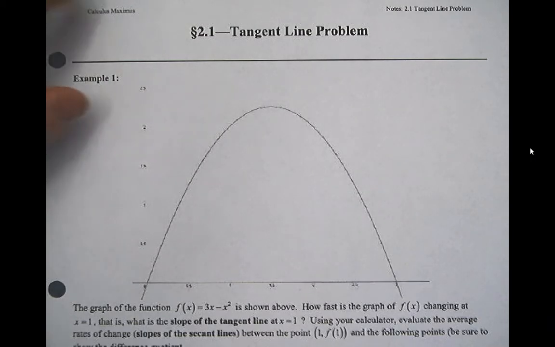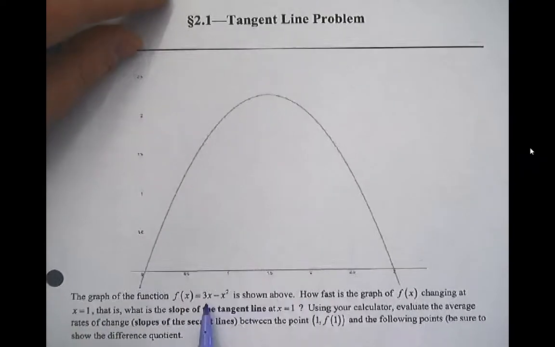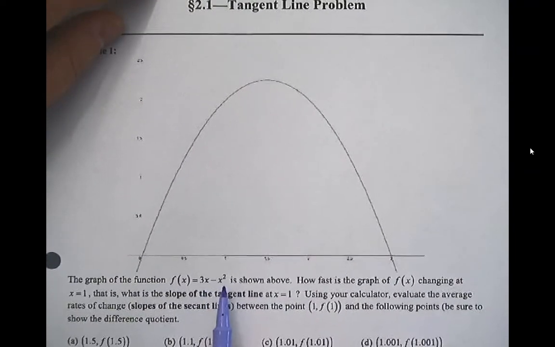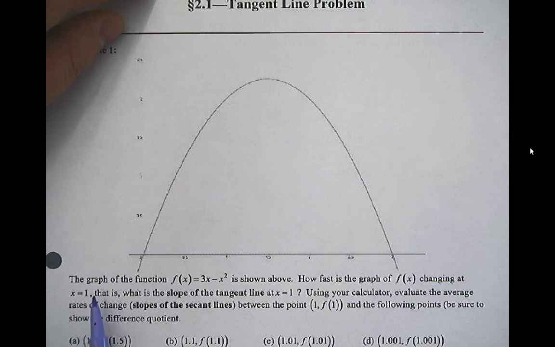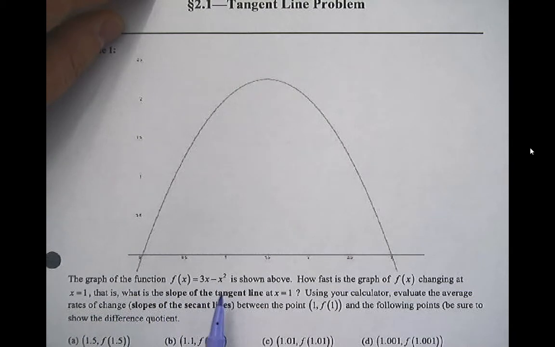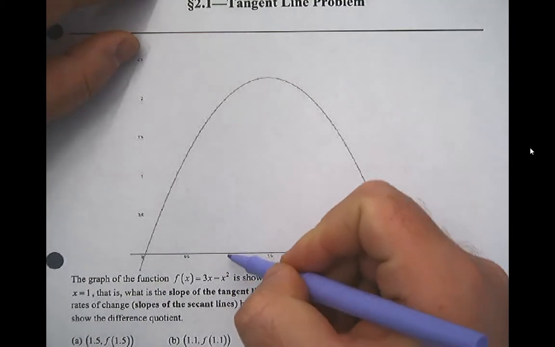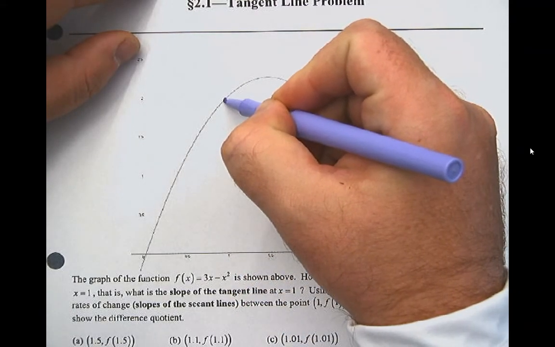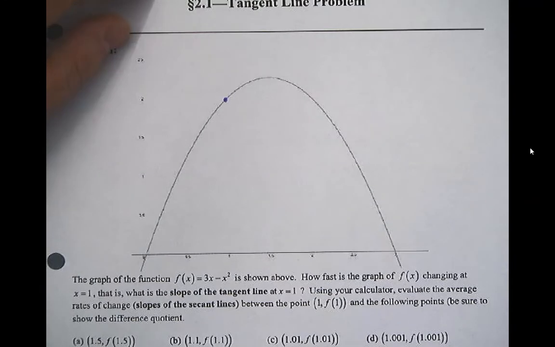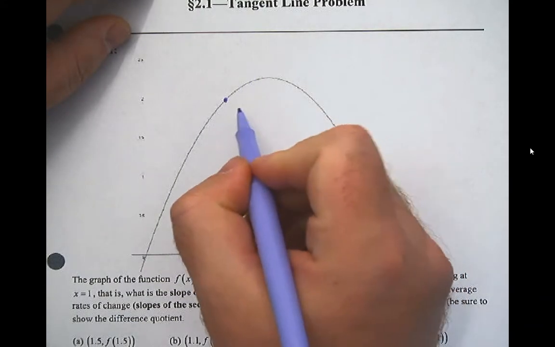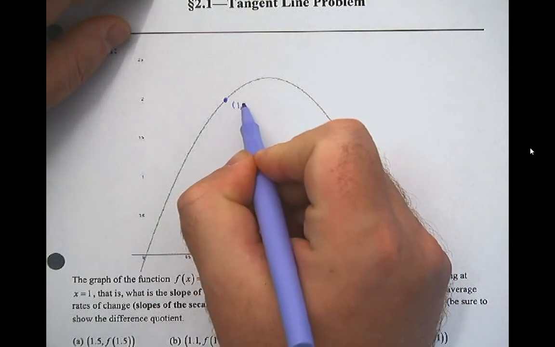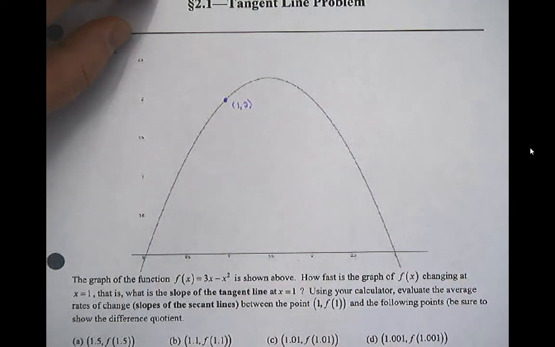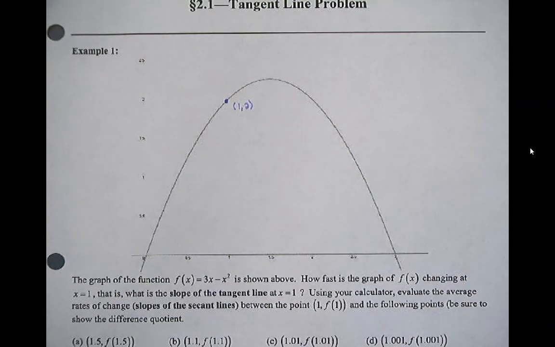All right, so here we've got our function, f of x equals 3x minus x squared. How fast is the graph changing at x equals 1? In other words, what is the slope of the tangent line at x equals 1? Well, I go up here, I trace along, I have an x value of 1, which gives me a y value of 2. Now, that's the location of that point. We want to figure out how fast that thing is changing at that point.